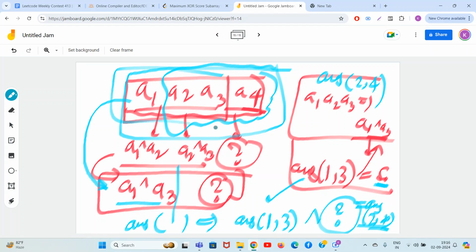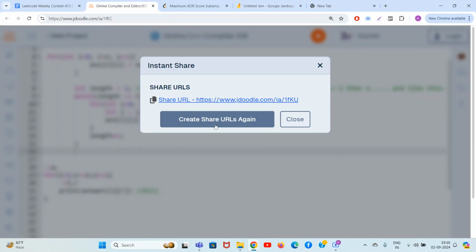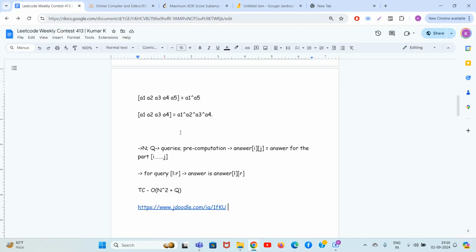Because answer of 1 to 3 is of the subarray of length 3. Answer of 2 to 4 is also a subarray of length 3. We have already calculated all the subarrays' answers for length 3. Then we are coming to 4. Okay, so it's a brilliant problem, by the way. Love it, love it. Using the Subarray DP core concept. But anyways, love you all.